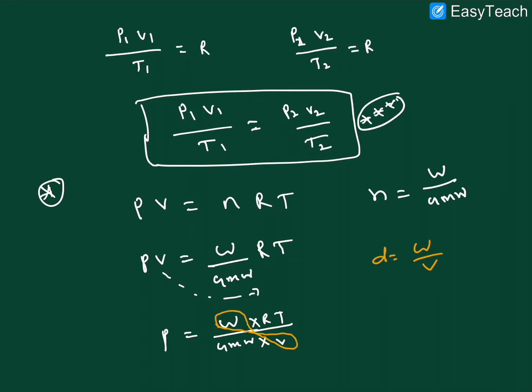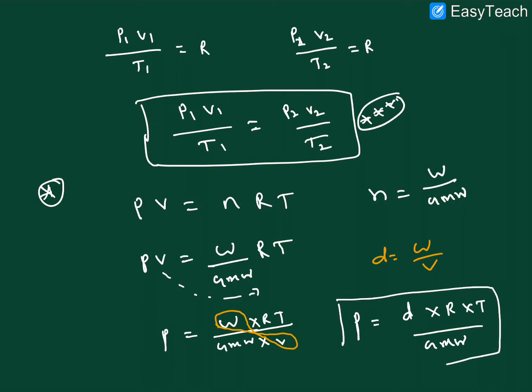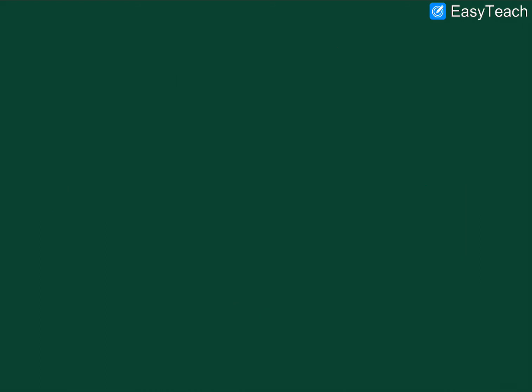One more important point here: they will sometimes ask for the density of a gas. How can we calculate the density of a gas? The density of a gas at STP condition is equal to the molar mass in grams divided by 22.4 liters. I hope it's clear. So this is the way of calculating the density of a gas. If they ask for the gas density, it is molar mass divided by 22.4 liters.